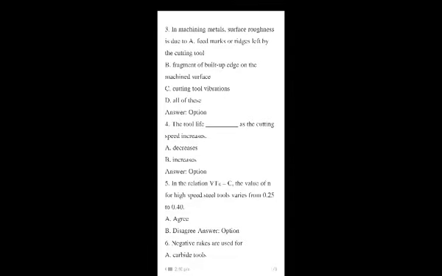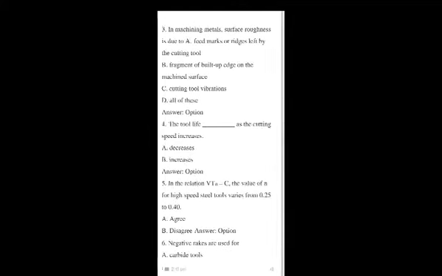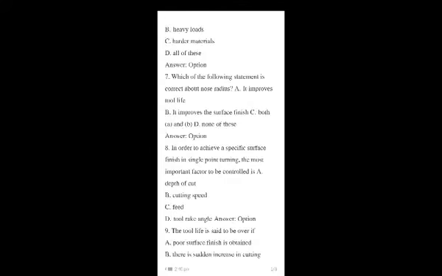Now next, in the relation Vt raised to n is equal to C, the value of n for a high speed steel tool varies from 0.25 to 0.40. So option is B, agree. Okay, now negative rakes are used for all these, that is for carbide tools, heavy loads, harder materials. Now option C, which statement is correct about nose radius? That both the statements are correct, option A and option B. Okay, so C option is correct for question 7.